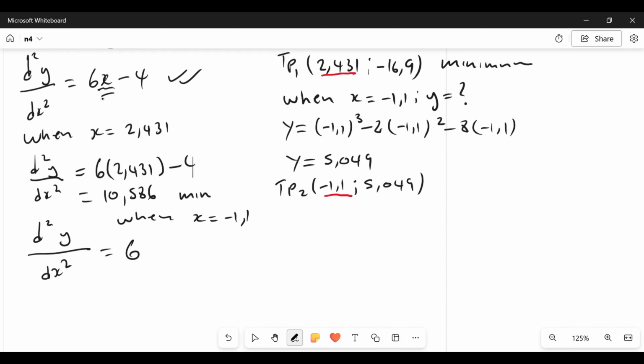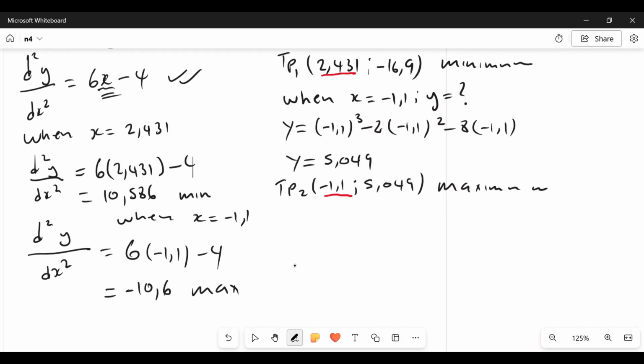Instead of writing the x there, we're going to write negative 1,1 minus 4 there. And then our answer is going to be negative 10,6. As you can see, it is less than 0. This makes it a maximum turning point. So you can write here maximum turning point. So this is how you distinguish between the maximum and the minimum turning point. I hope you managed to understand this.